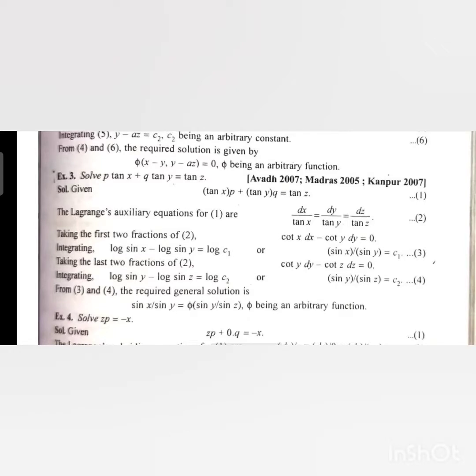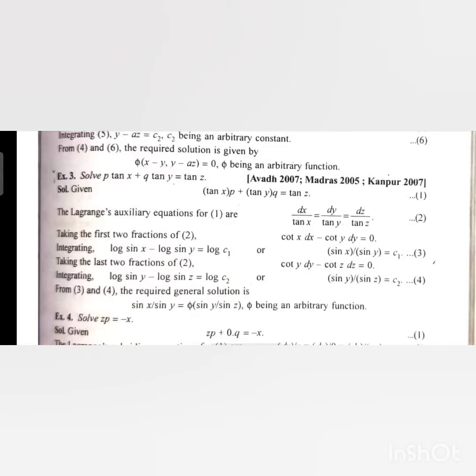So the Lagrange's auxiliary equation for equation number 1 is what? dx upon P, the coefficient of small p, that is tan x, equals dy upon Q, the coefficient of small q, that is tan y, equals dz upon tan z. Now what is our target? Our target is to find the two constants c1 and c2. After taking the first two fractions from equation number 2, we have cot x dx minus cot y dy equals 0. When we integrate it, we get log sin x minus log sin y equals log c1, or sin x upon sin y equals c1. This is equation number 3.